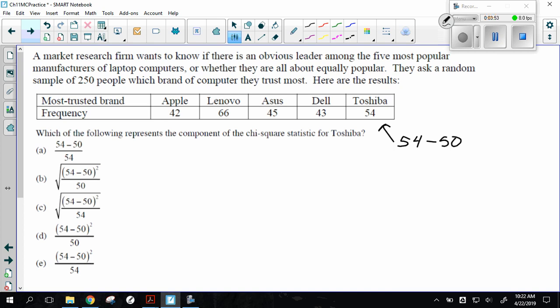If there is no difference, then that 250 should be split evenly throughout the 5 brands, which means that your expected count would be 50. And you would divide that by your expected count. So we're just looking for the one that matches that. Of course, we're going to take this and square it. Okay. So it looks like we're going to choose D.